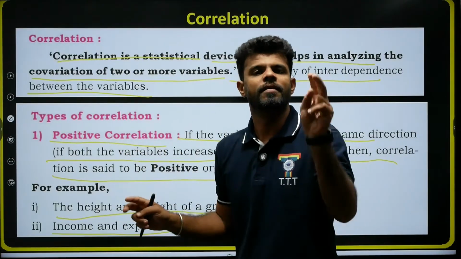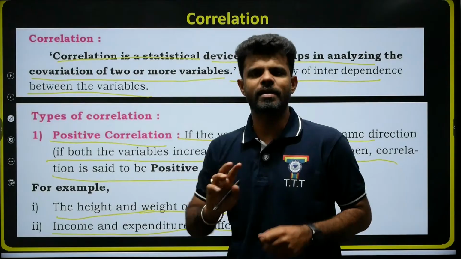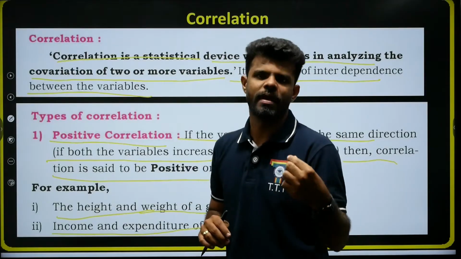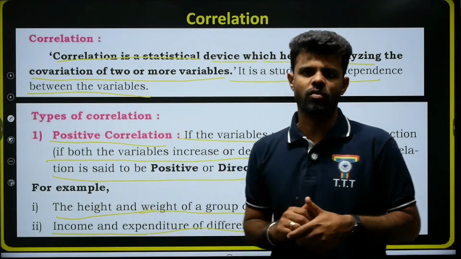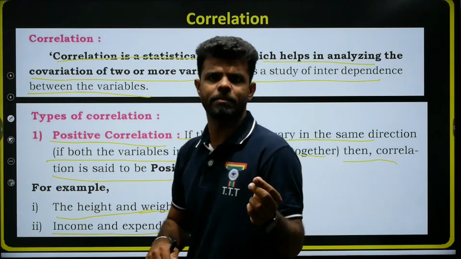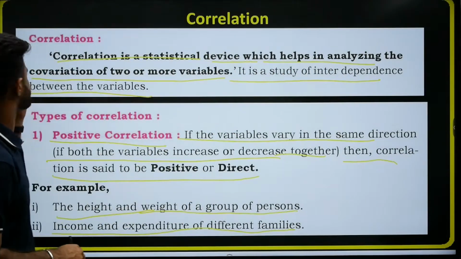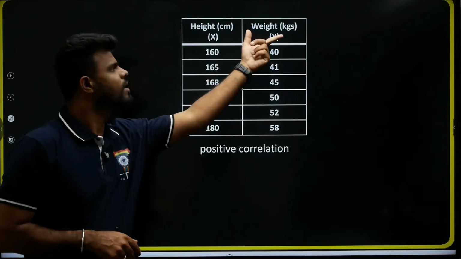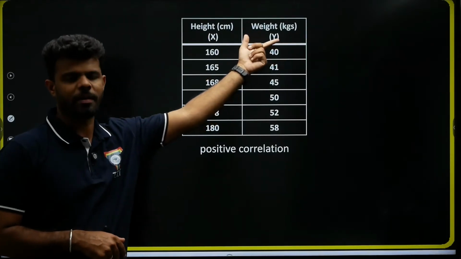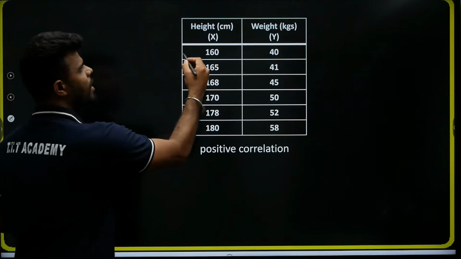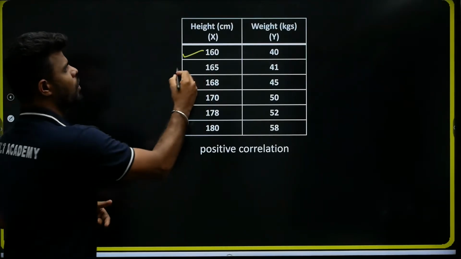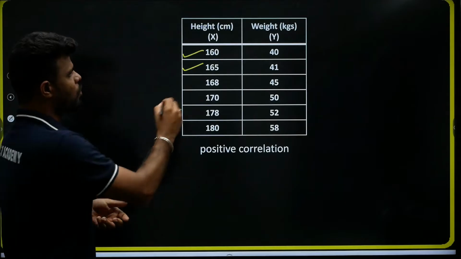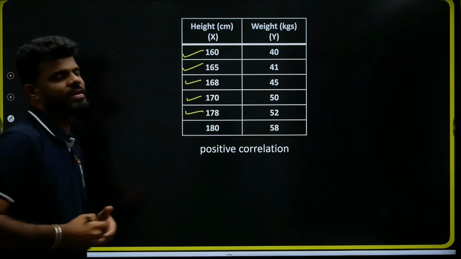Positive correlation means if the two variables are increasing or decreasing in the same way, then it is called positive correlation. So I will give you one example with data. In this example you can see height in centimeters is given, and weight in kilograms is given. Here the heights are 160 centimeters, 165 centimeters, 160 centimeters, 170 and 178 centimeters.